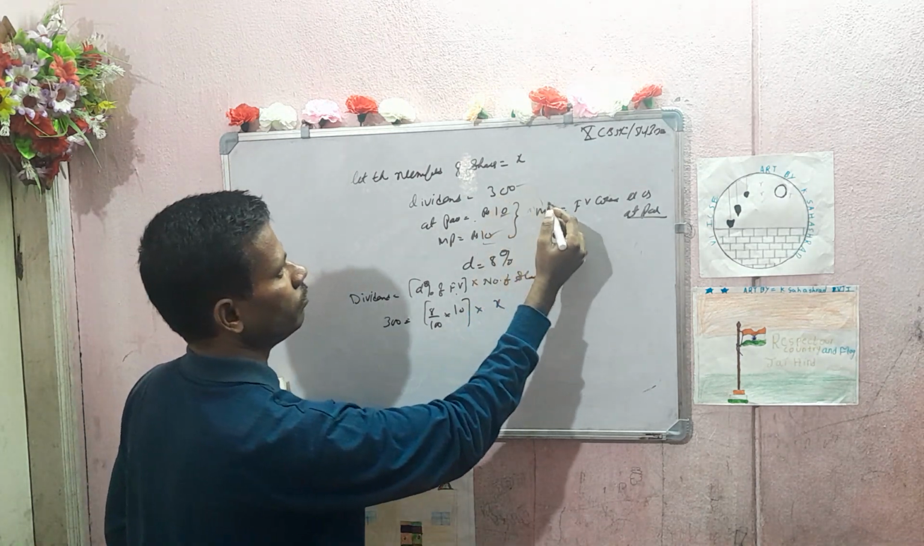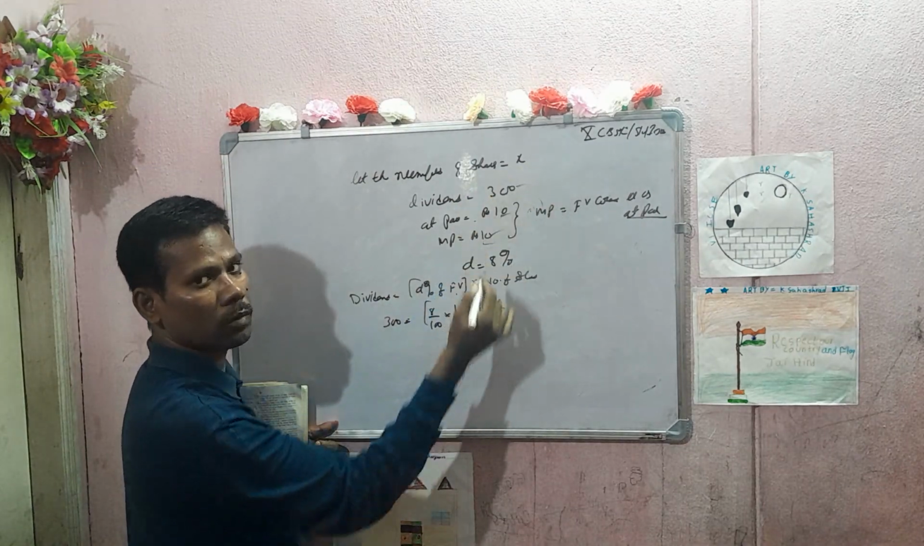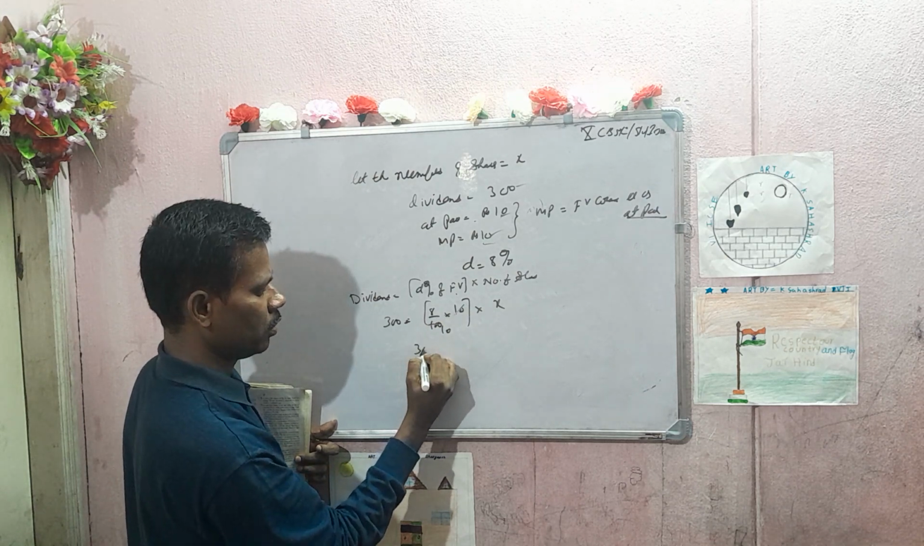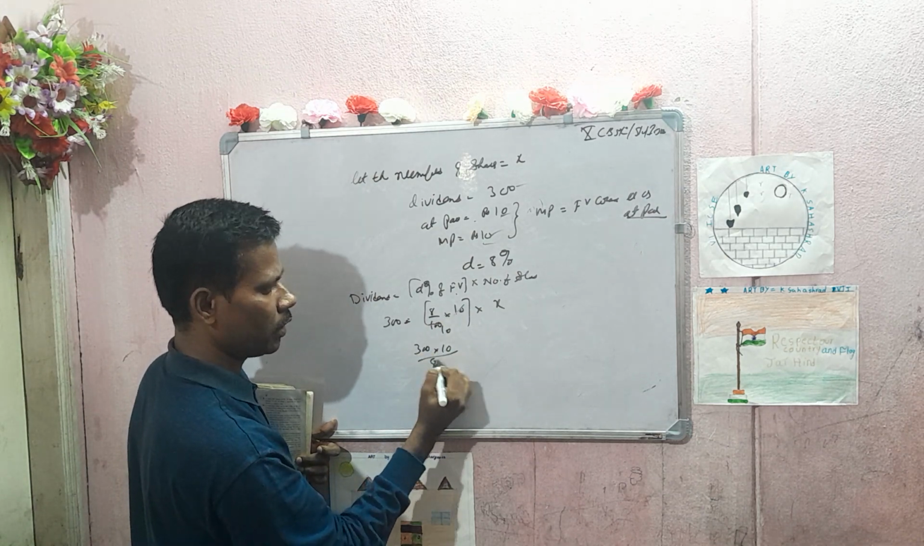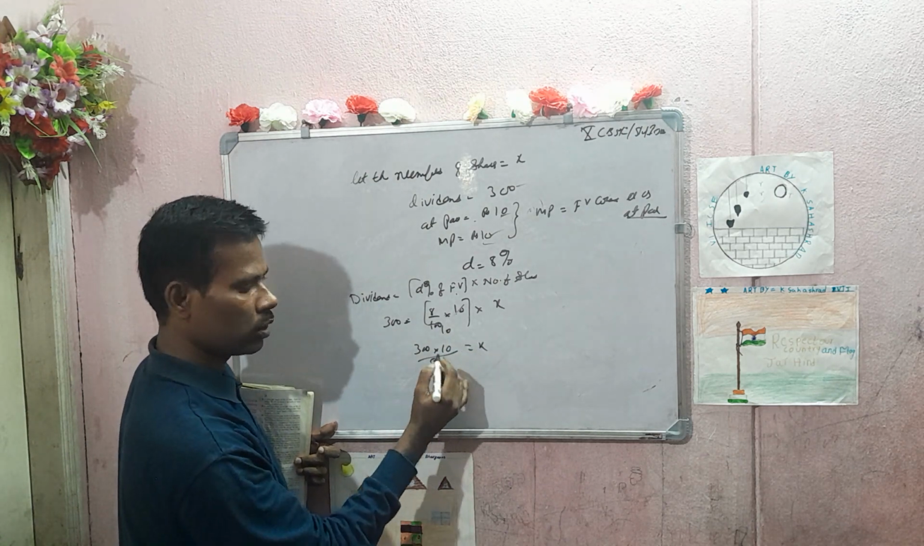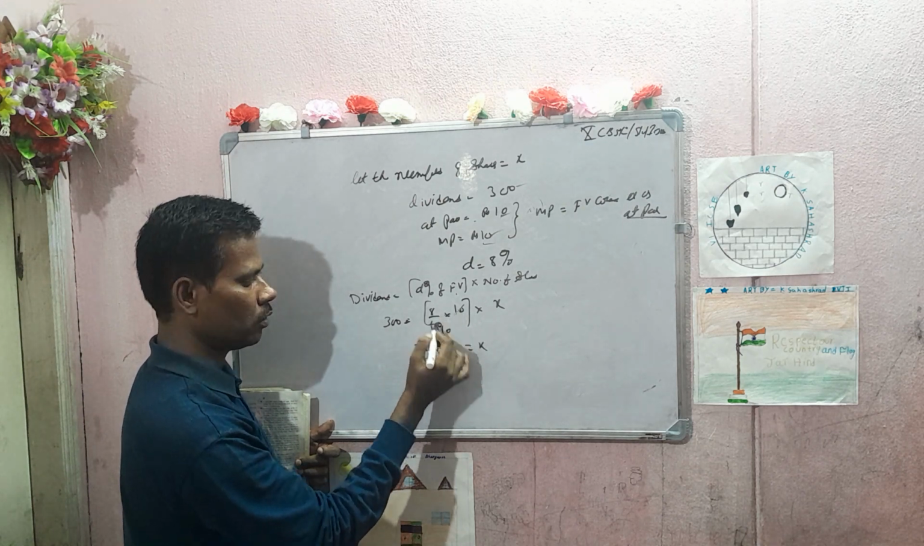Next, what is given? It is asking number of shares. Number of shares is nothing but X, which we have already written here. Next, 300 into 10 by 8 is equal to X. Next, 300 into 10 by 8.